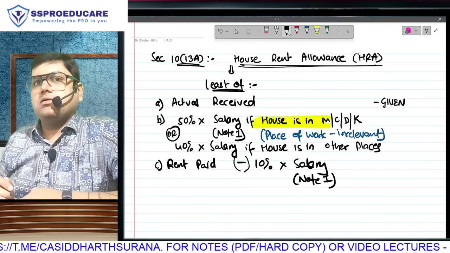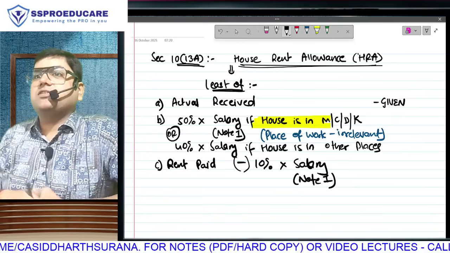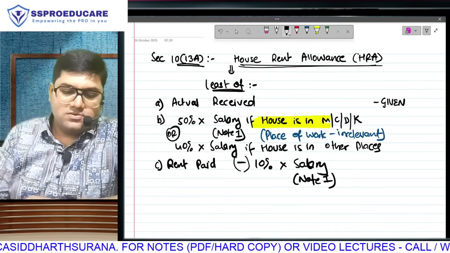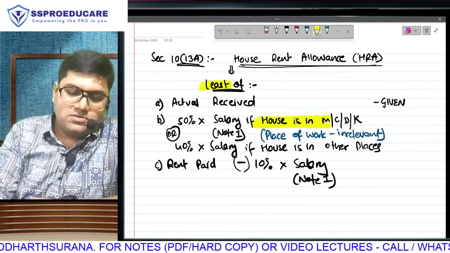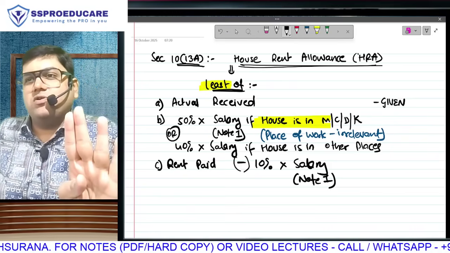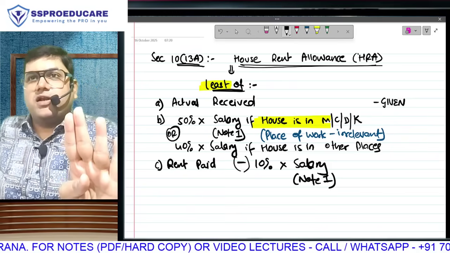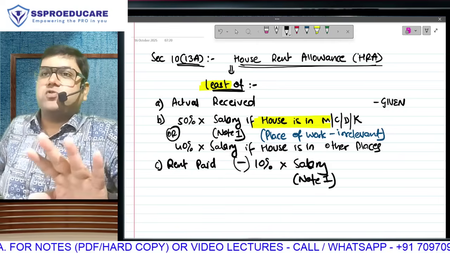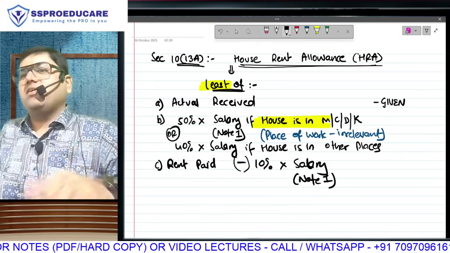Otherwise, automatically the exemption is whichever is lowest. Supposing the difference is very small, we want to give you exemption only of that difference. And if your rent paid is lower than 10%, we don't want to give you any exemption. That is why they have made it your third limit.